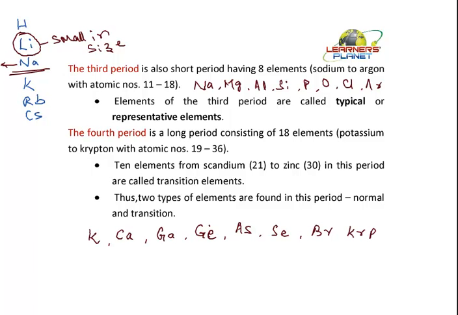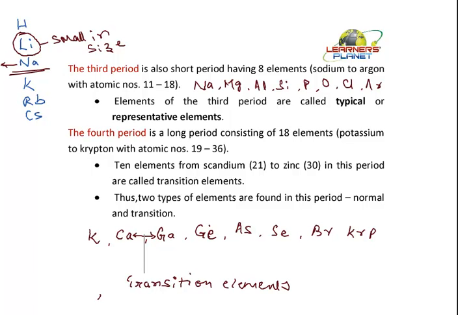But in between calcium to gallium, there are what? There are transition elements. So in between calcium to gallium, there are transition elements. Okay? Now what are they?